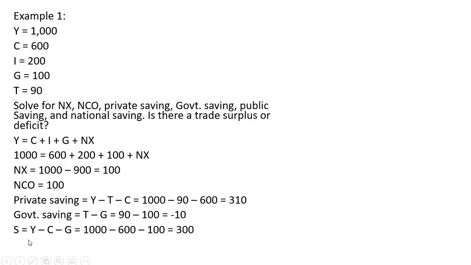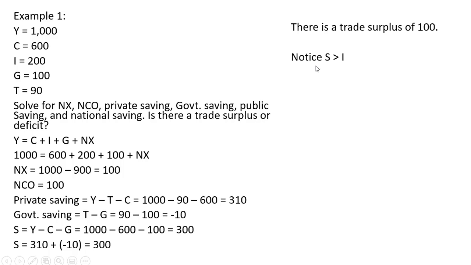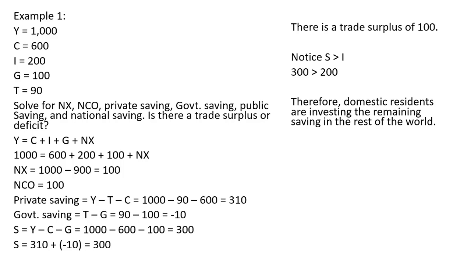And national saving, as we showed earlier, is Y minus C minus G, so that's 300. We could also get national saving by adding up private saving and government saving. There is a trade surplus in this example of $100. That's what net exports equal. One thing to notice here is that national saving exceeds investment. National saving is 300, investment is 200. So what happens to that excess saving, if you will? Domestic residents are investing the remaining saving in the rest of the world.